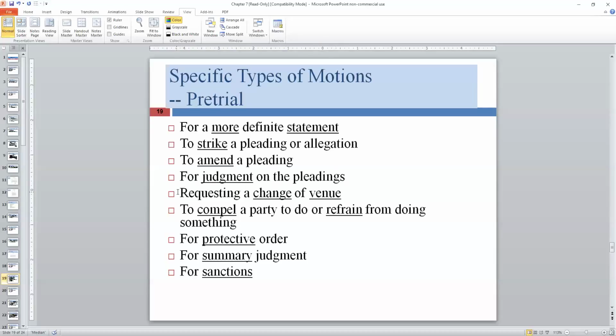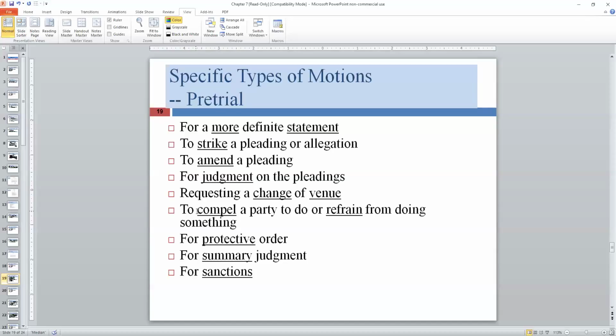Another would be requesting a change of venue. There may be something about this particular venue, this particular court, that is not convenient for the parties, or perhaps there's been some controversy about this matter. It's been a lot in the press, and the concern is that your client won't be able to get an appropriate trial.